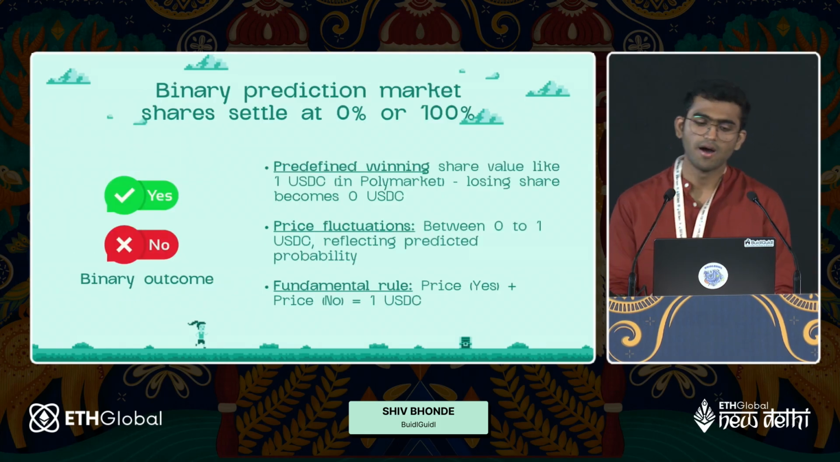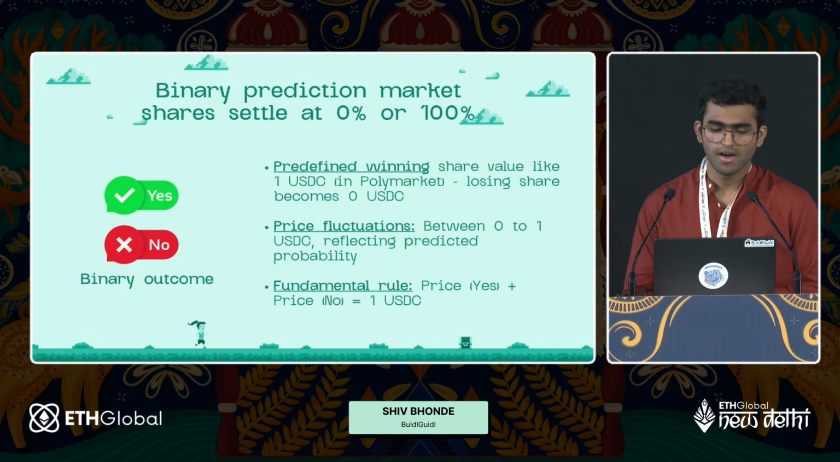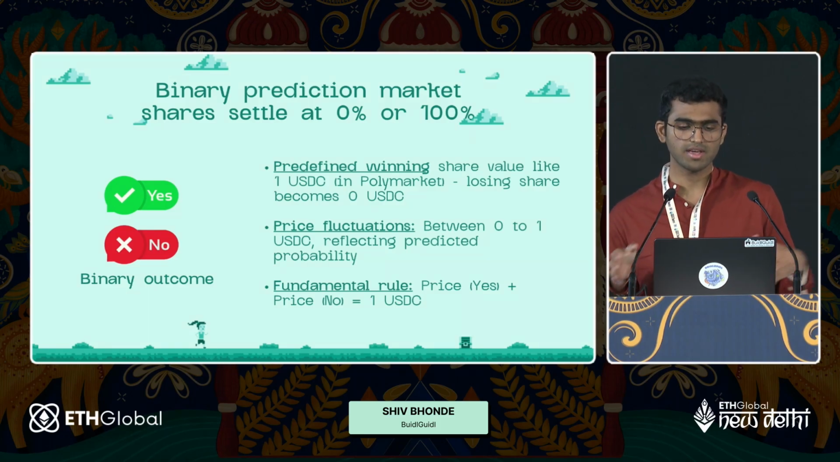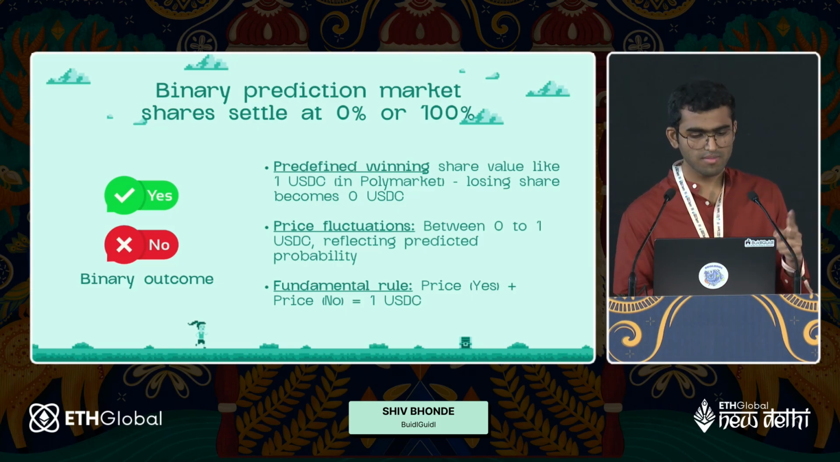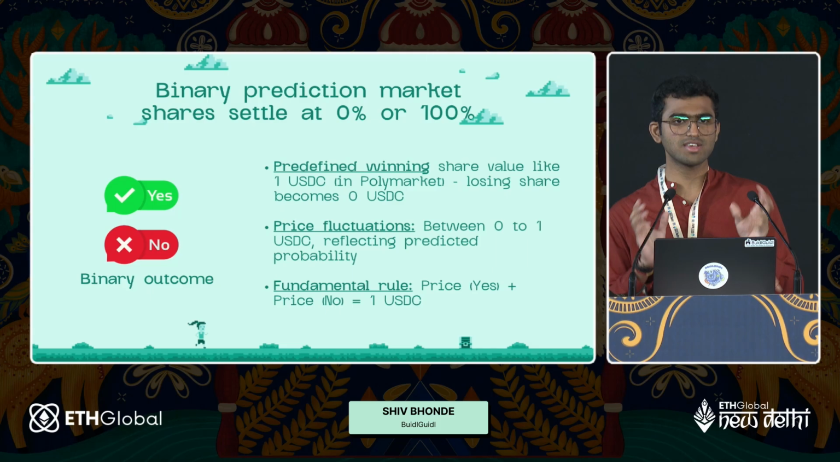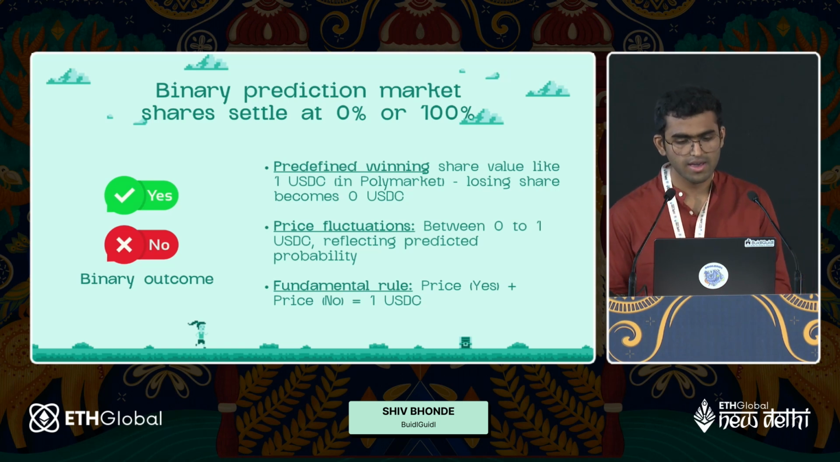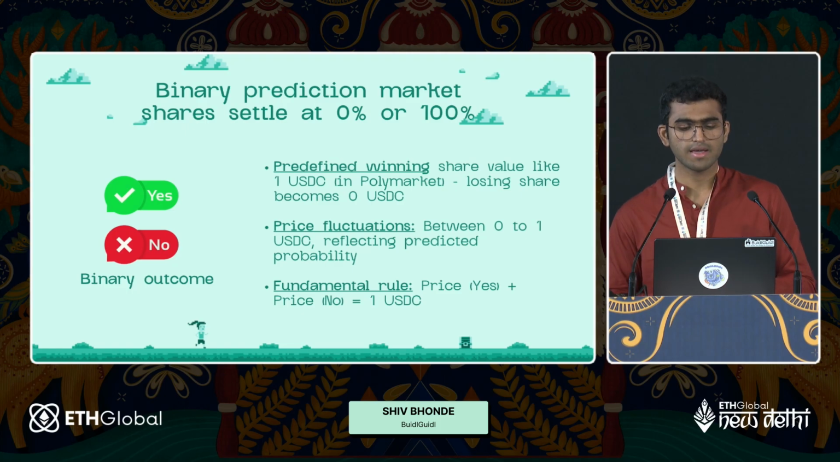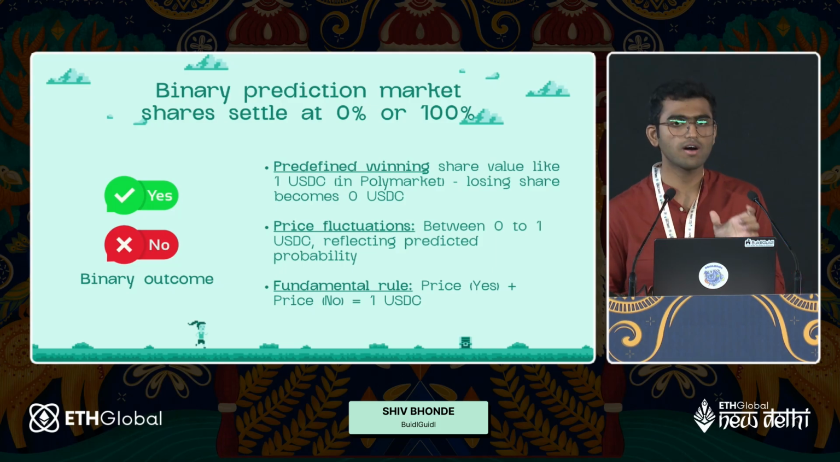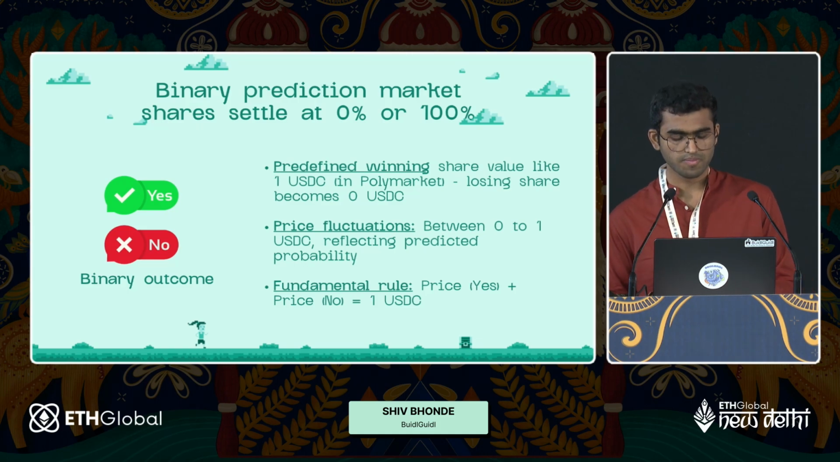In the Speedrun Ethereum challenge, there are different kinds of prediction markets, but we are going to build a binary prediction market. This binary prediction market has two outcomes: yes and no. Yes and no are the shares which people buy, and they define the price and the probability. The way a binary prediction market works is that when the market ends, the price of the winning outcome is complete, and the price of the losing token goes to zero.